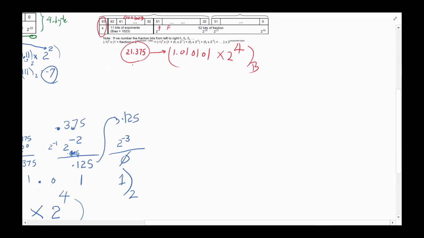So what would be the double precision? The sign is basically plus, and the exponent would be 4 plus 1023, which will be 1027. Because the sign is plus, we put a 0 in here. Then for the exponent plus bias, which is 1027, all I have to do is say, okay, this is 1024, and I've got 4 in here.